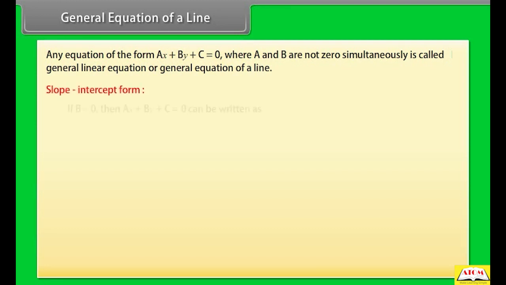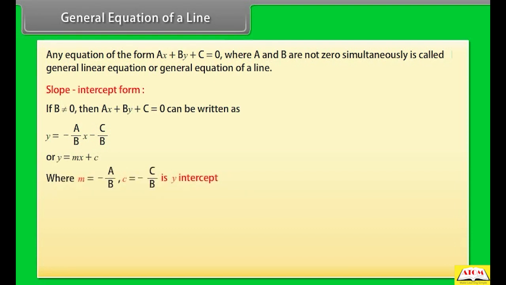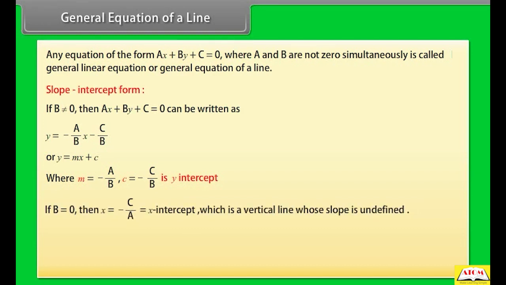Slope-intercept form. If b is not equal to 0, then ax plus by plus c is equal to 0 can be written as y is equal to minus ax by b minus c by b, or y is equal to mx plus c, where m is equal to minus a by b, and c is equal to minus c by b is the y-intercept. If b is equal to 0, then x is equal to minus c by a is the x-intercept, which is a vertical line whose slope is undefined.